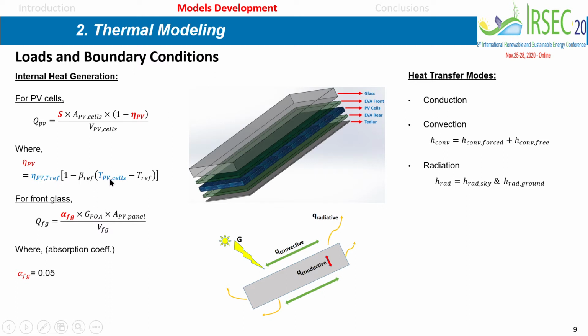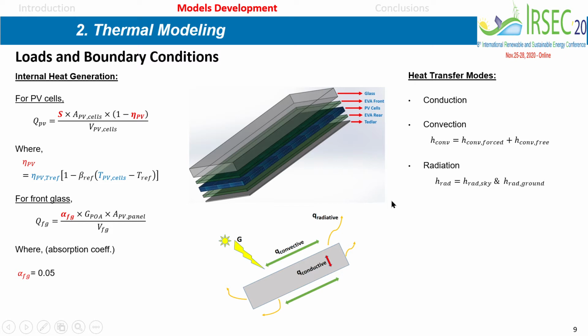And eta is an important factor here. This is the efficiency, which in fact decreases with increase in temperature, as you see according to this linear relationship here. Then also the internal heat generation at the front glass, which is also given by this relationship, where we have the measured global irradiance, the area of the panel or the glass, and the volume of the front glass, and this is the absorption coefficient of the glass.